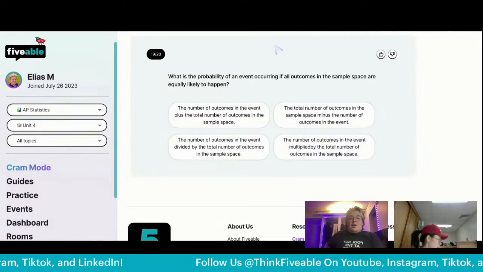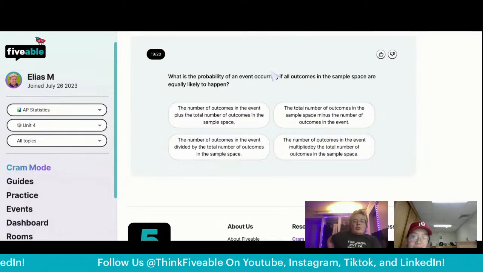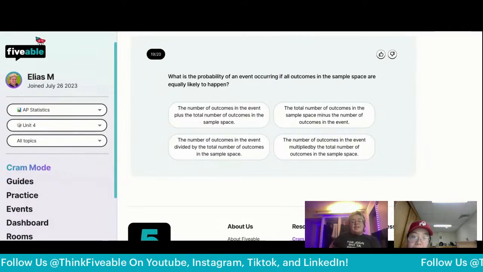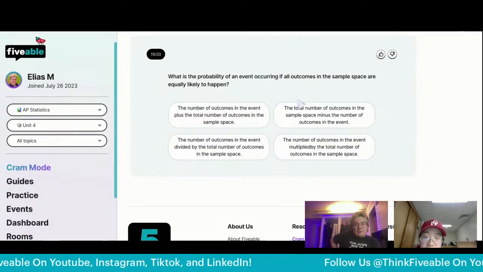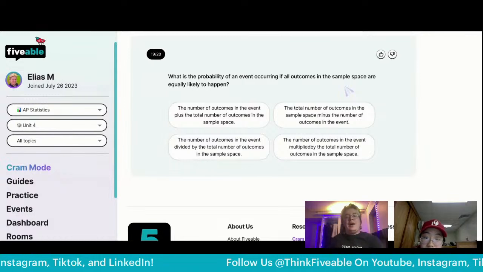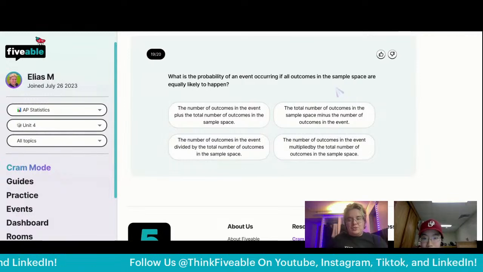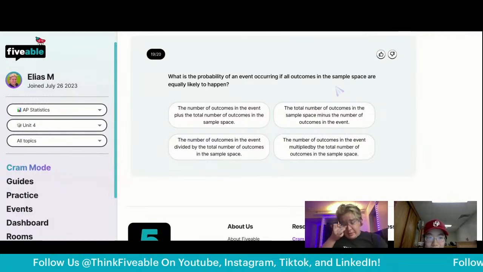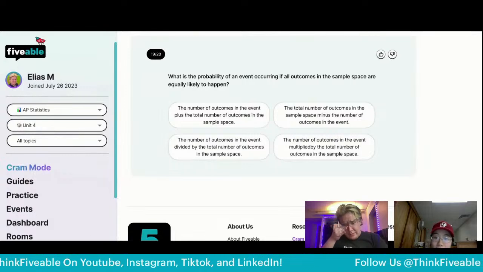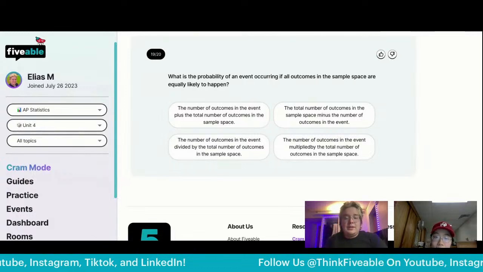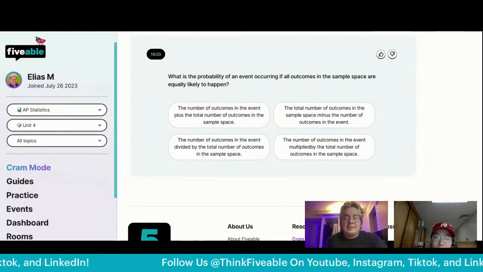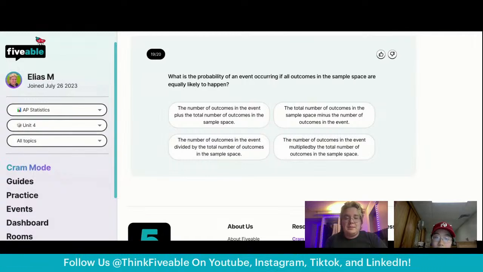Anyways, what is the probability of an event occurring if all outcomes in the sample space are equally likely to happen? Ooh, and the answer choices are long. A lot of answer choices. Of an event occurring if all outcomes in the same sample space.